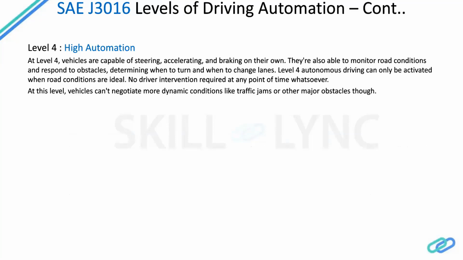Next one is level 4, which is known as high automation. The same deal goes here also: the steering, acceleration, and braking can be taken care of by the control model by itself. Unlike level 3, it is capable of monitoring the road conditions. Suppose you are cruising on a highway and there is a road blockage ahead. This kind of control model can divert its lane, move to a next lane which is free of any obstacles, and then continue driving. No driver intervention required whatsoever.